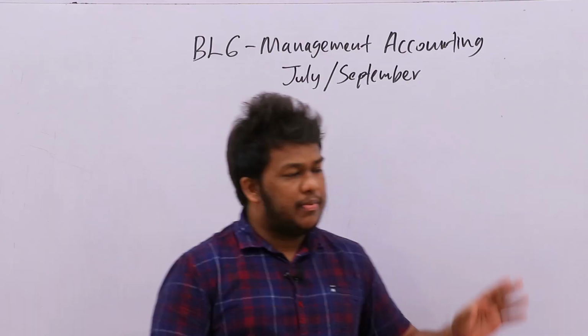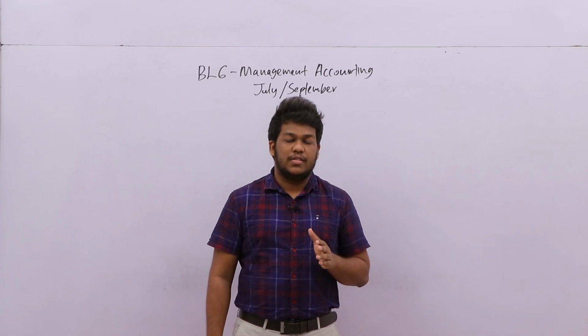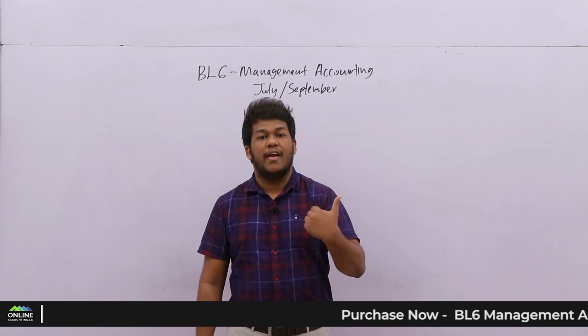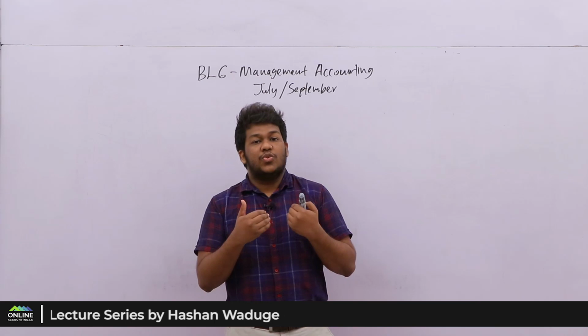Why am I telling you July and September? Because CASL has already announced there will be an exam in July. So for business level 1 and 2, there are exams in 3 months. But this was announced before the coronavirus pandemic situation happened, so we don't know whether the July exam will happen or not.